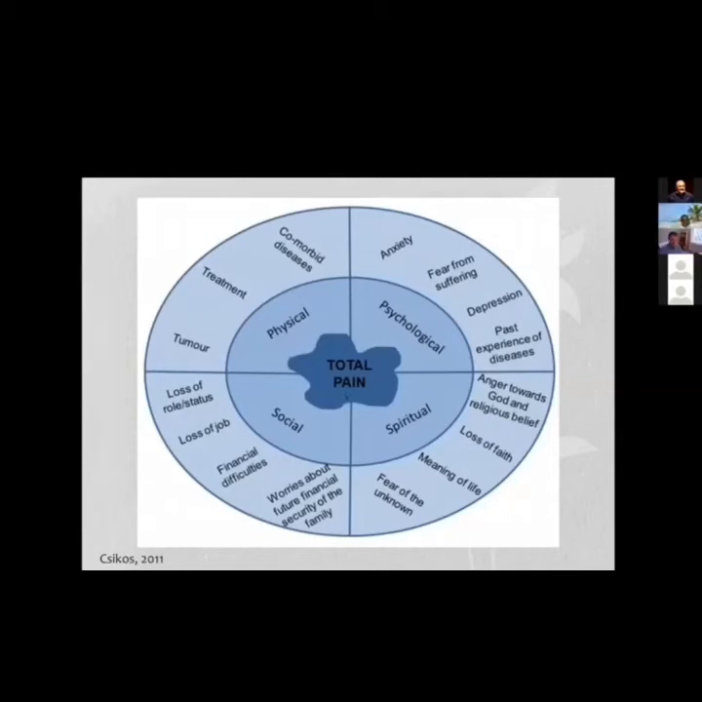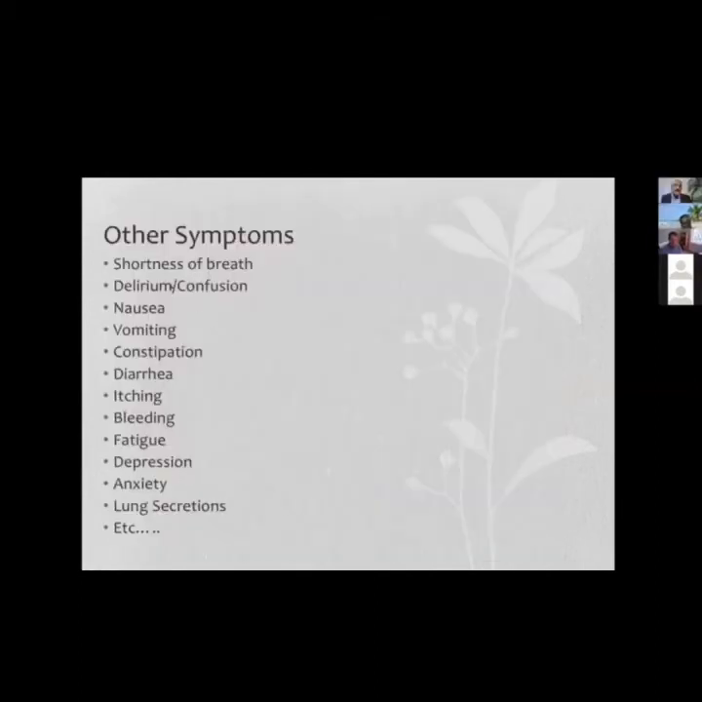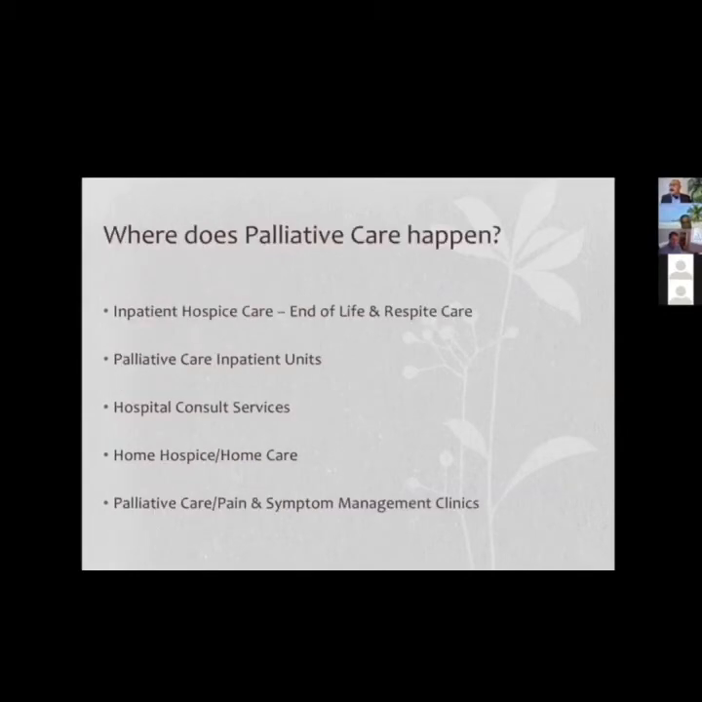caring for patients effectively. There's obviously many other types of symptoms aside from pain that I think you can imagine people would encounter, and all of these have different etiologies and treatments to think about. So there is a lot to learn and a lot to do to help people.